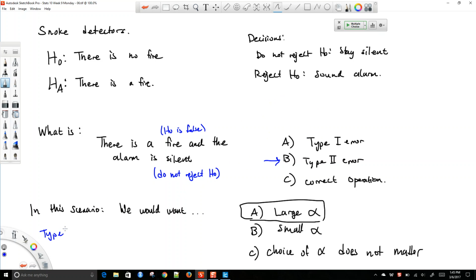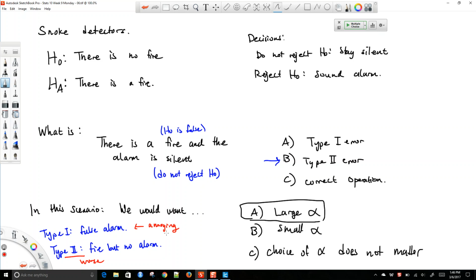Type 1 error is a false alarm, a false positive. This is alarm, no fire. It's like you burnt some toast and your alarm goes off. Type 2 is fire but no alarm. I think we would agree that type 2 is worse. Type 1 error is annoying, we don't want it, but type 2 error is potentially tragic.